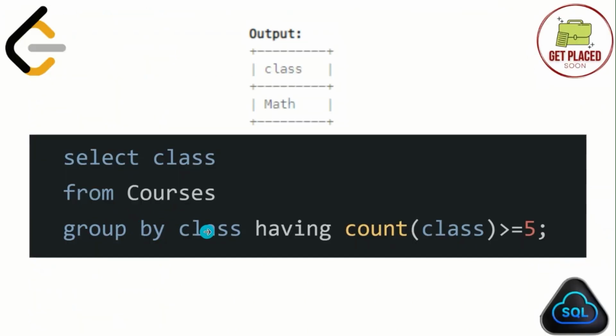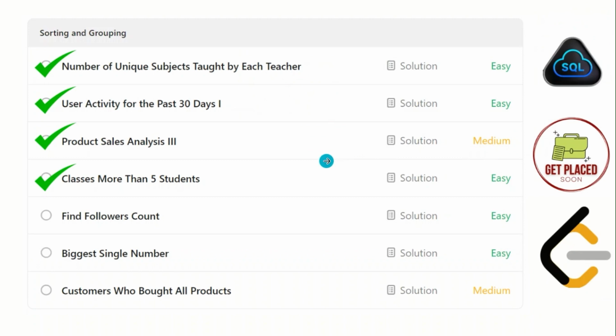When we group by class, we can calculate how many times the same value occurred. So, having count of class greater than or equal to 5. This SQL code is quite simple and self-explanatory. I hope you understood it. But if you have any doubts, make sure you comment below. Now that we have completed this problem in very little time, let's go with the next question.